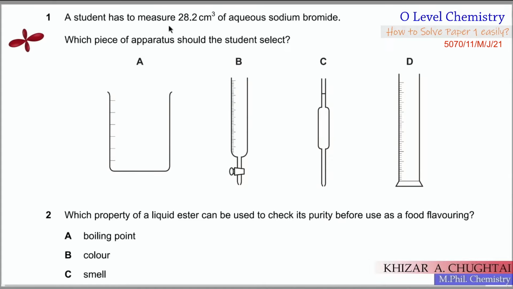A student has to measure 28.2 cm³ of aqueous sodium bromide. Which piece of apparatus should the student select? This is the beaker, this is the burette, this is the pipette, and this is the measuring cylinder. He or she wants to measure volume in fractions, 28.2. So there is only one apparatus that can measure the volume in fractions, that is the burette.